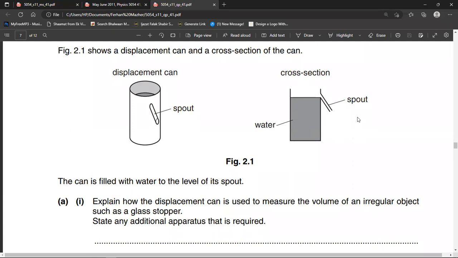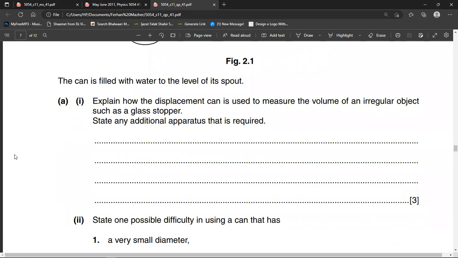So when you have placed the glass stopper in the displacement can and the water is displaced, and when the water stops dripping from the spout into the measuring cylinder, then check the volume of the water which is collected in the measuring cylinder. Whatever the volume of the water collected in the measuring cylinder is, that will be the volume of that irregular object, the glass stopper. So it's a 3 marks question.